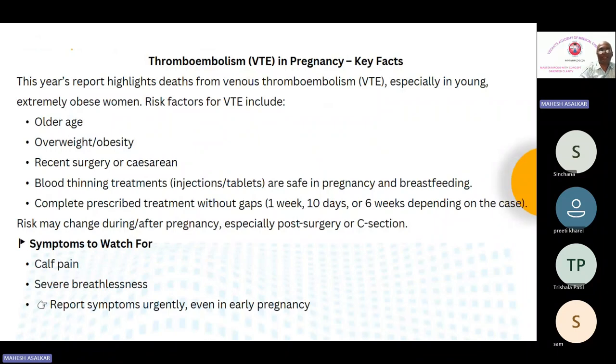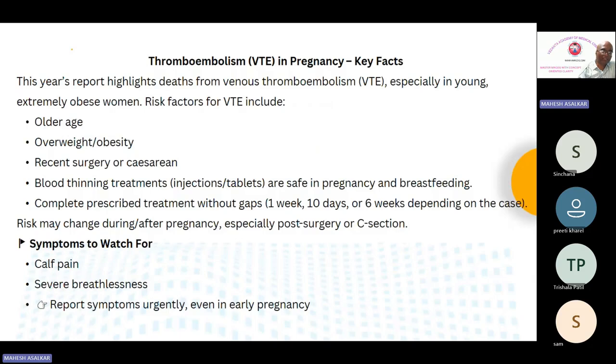So apart from that, next is thromboembolism. Okay, so mental health, cancer. The next is thromboembolism. So what they are saying about thromboembolism, this year's report highlights deaths from venous thromboembolism, especially in young, extremely obese women. And the high risk factors for VTE include older age, overweight, obesity, recent surgery, or cesarean. So these were the high risk factors for the development of VTE.